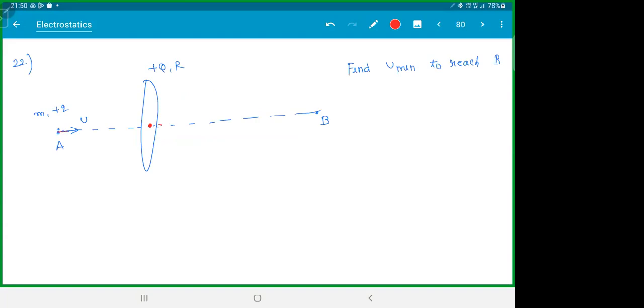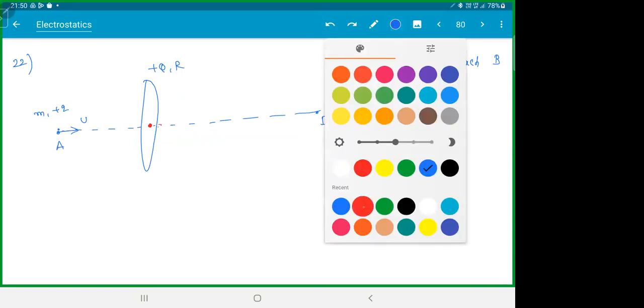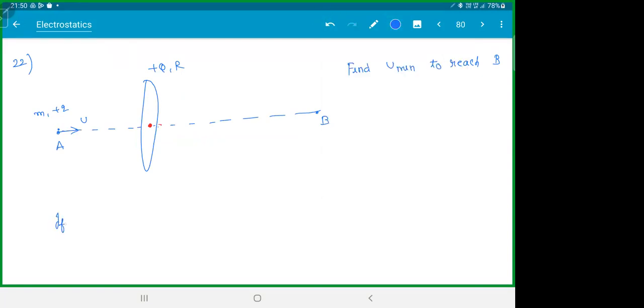Same way here, what is happening now? To go from here to here, you need activation energy. After that, automatically it goes off. So that is the statement in this question here. If the charge reaches the center of the ring, basically that is a null point. After that, the charge automatically gets repelled till B. You need not put any effort.